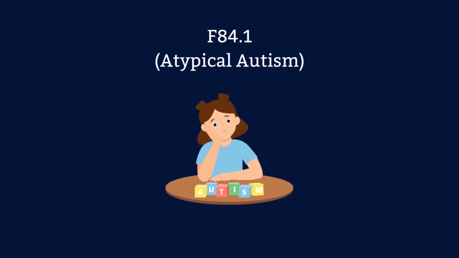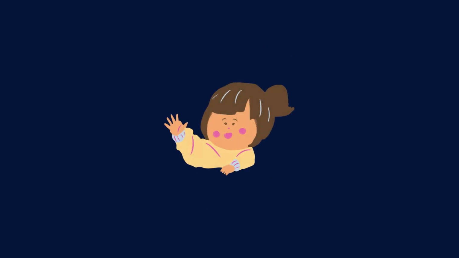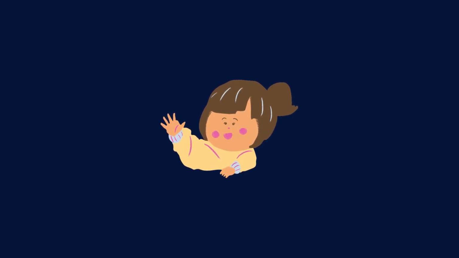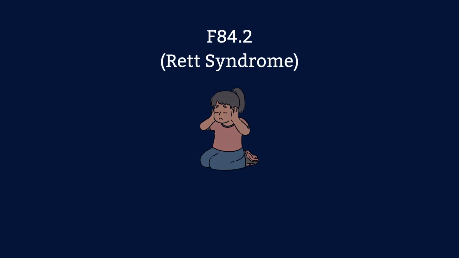F84.1 Atypical autism. This differs from childhood autism in onset age or failure to meet all 3 diagnostic criteria. The symptoms of F84.1 are similar to those of F84.0, but they are less severe and may not meet all the requirements for F84.0. F84.2 Rett syndrome.